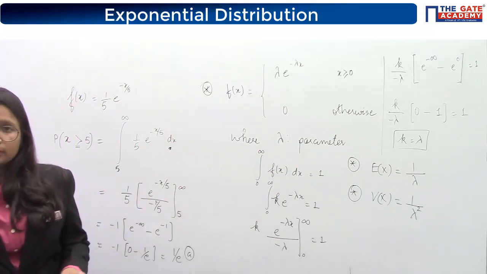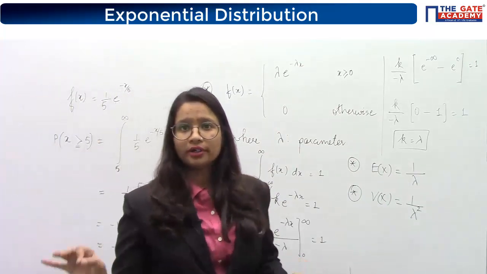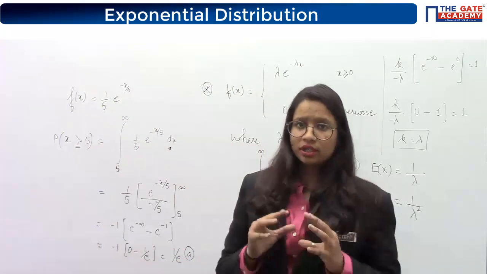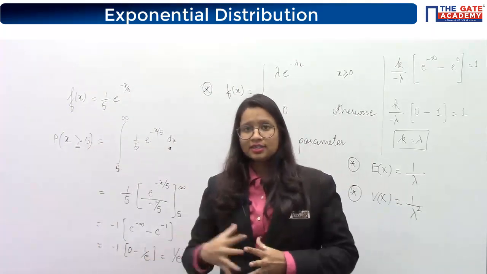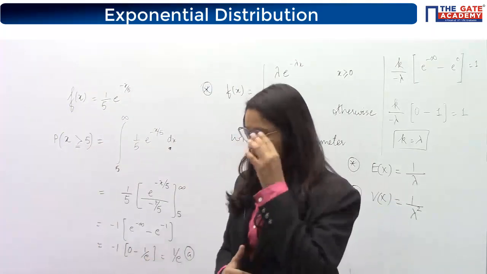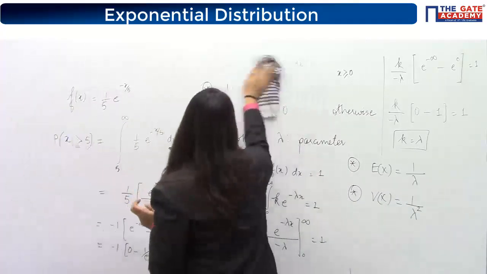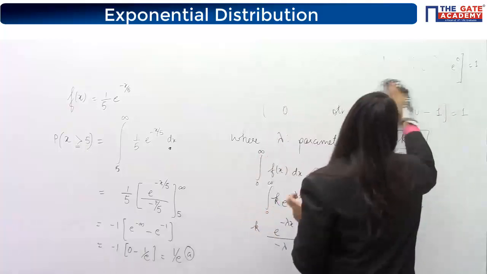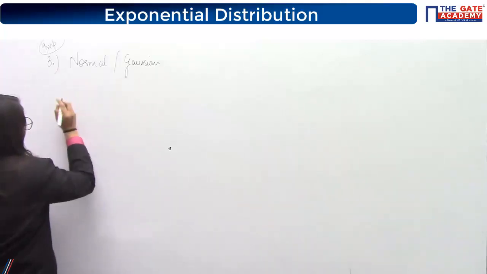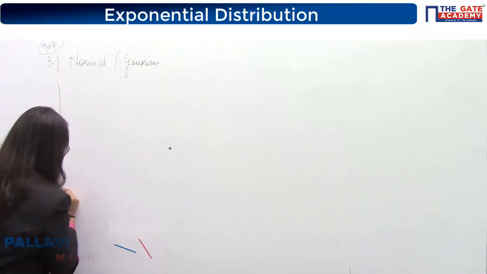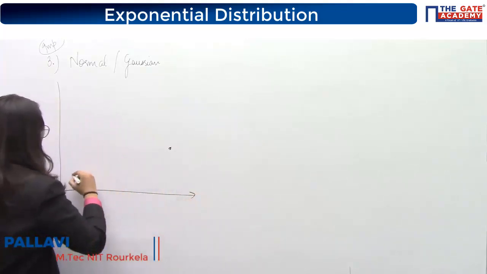Let's come to the most important one. This is the most important distribution. Okay. And most confusing also. So let's discuss this one, normal and Gaussian distribution. Any doubt? If there is any doubt, you can ask. First of all, its graph. How its graph looks like? So its graph looks like a bell.